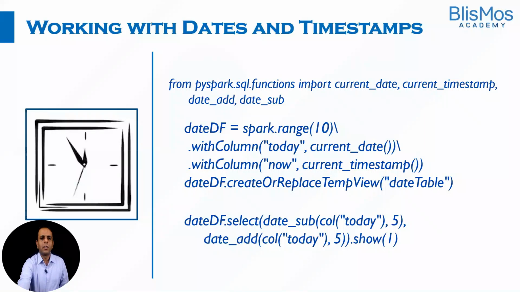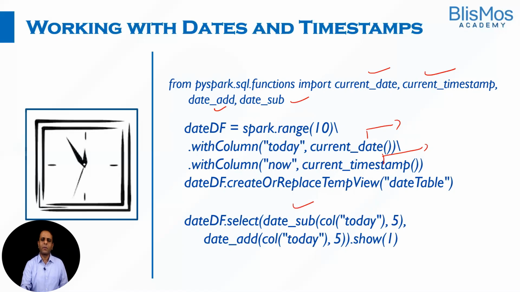So let us see the different functions which we can use to handle dates and timestamps. There are a couple of functions: current_date, current_timestamp, and also date_add and date_sub. What current_date does is capture the current date according to the system you are using. And current_timestamp will capture the current timestamp, which includes both date and time.